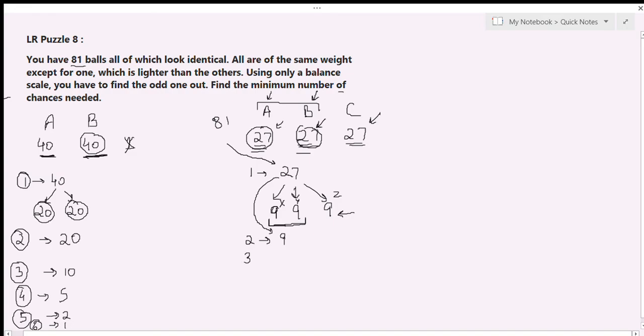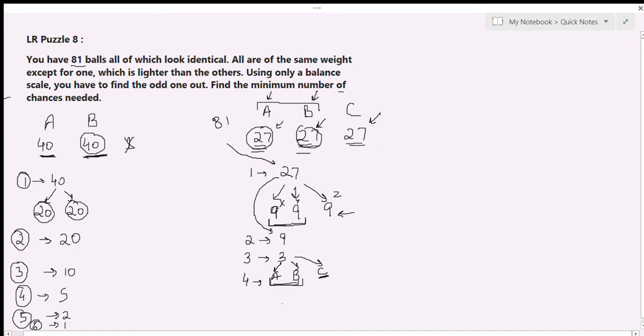So going by the same procedure, after the third chance, I will be left with 3 balls, and in the fourth chance, I will be left with only 3 balls. Let me name these balls as A, B and C. I'll keep ball A on one side and ball B on the other side. Now, if these two are equal, then certainly C is the lightest. If these two are not equal, then obviously I get to know which one is lighter.